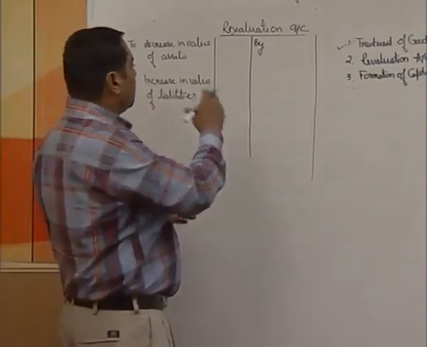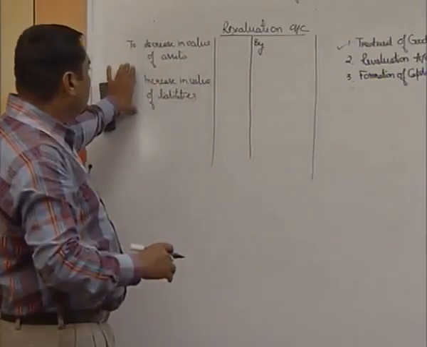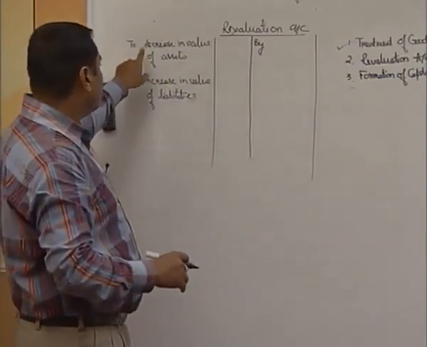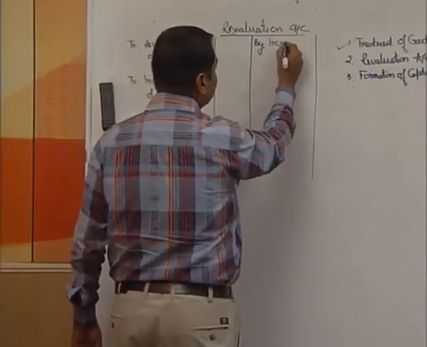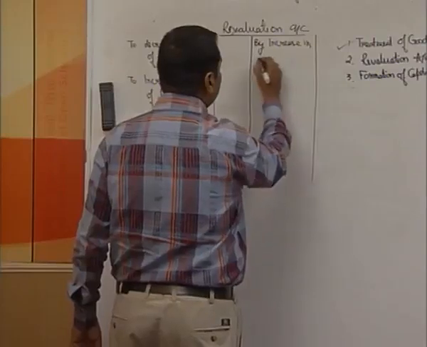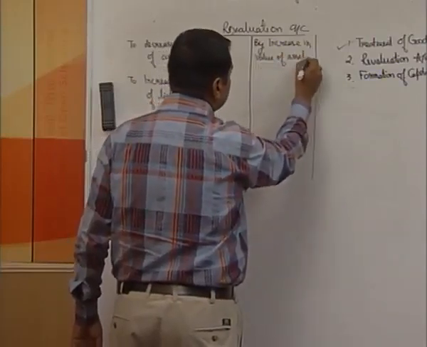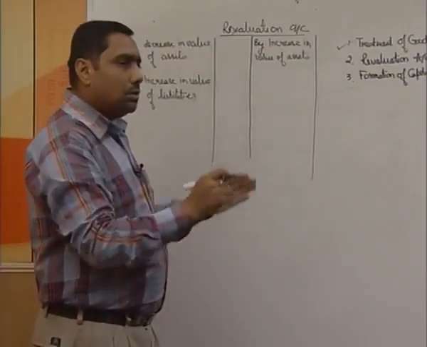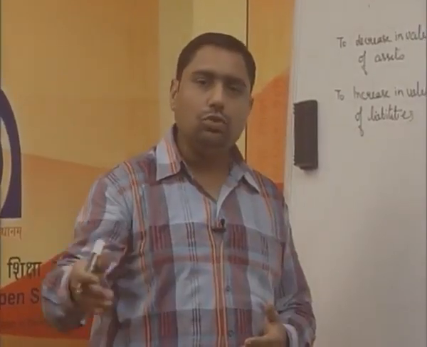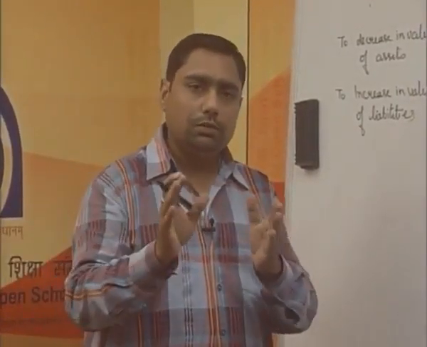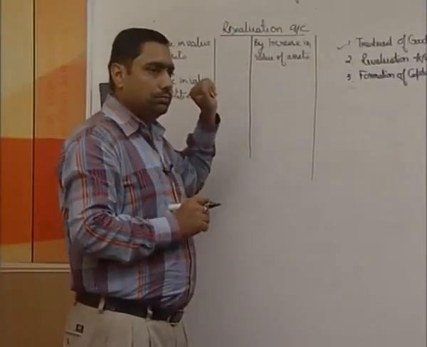In case the things are opposite, whatever we have written on the debit side, that is, in place of a decrease, if there is going to be an increase in value of assets. Say for example, earlier we were valuing the stock at 20,000 and the new value is going to be 25,000. So, if there is an increase in the value of the stock by 5,000, you will write "By stock 5,000".